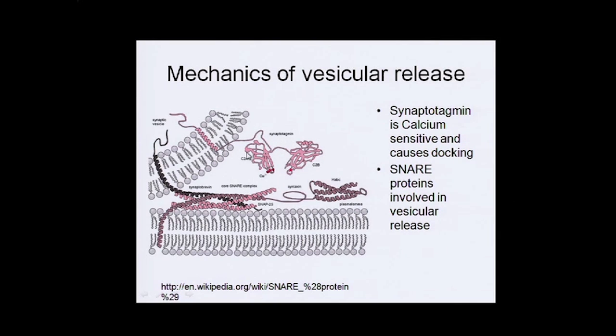So this reacts with calcium and docks with SNARE, kind of locking it in place. And then a structural change happens to SNARE, causing the membranes to fuse together. And when they fuse together, this membrane becomes part of this membrane, and it releases everything inside the vesicle.